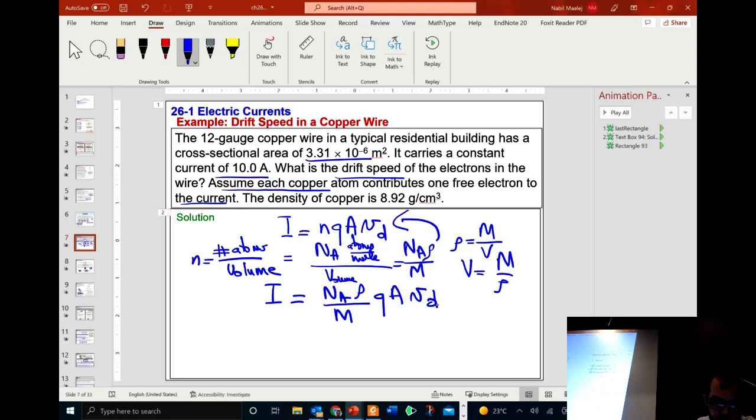Now here they want us to determine the drift speed or the drift velocity. So v_d is going to be I, the average current, times the molar mass, divided by Avogadro's number times the density of the material times the charge of the electron times the cross-sectional area. They have given us here the density and the molar mass of copper. We can get it from the table of, oops, let's see here.